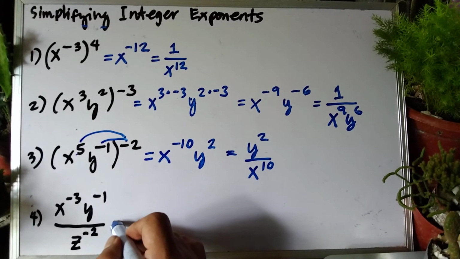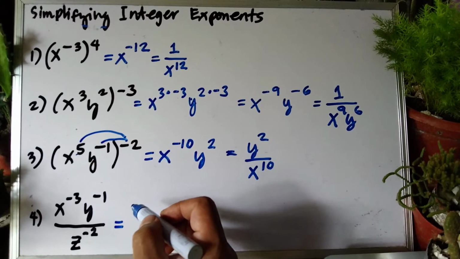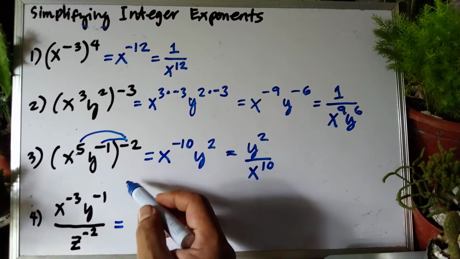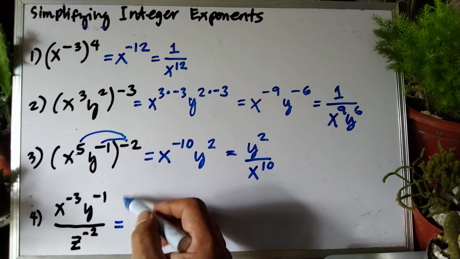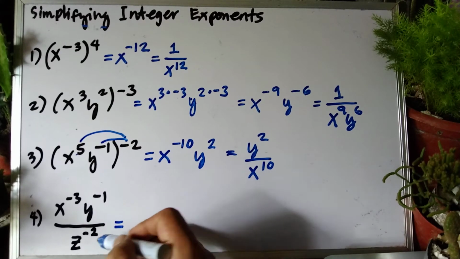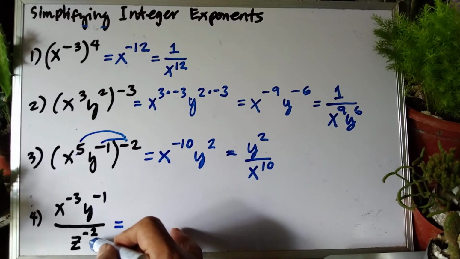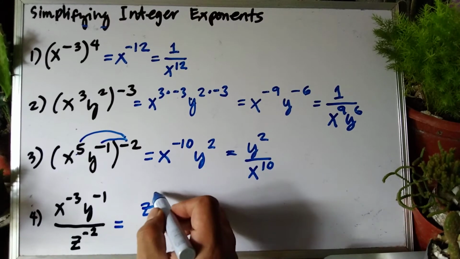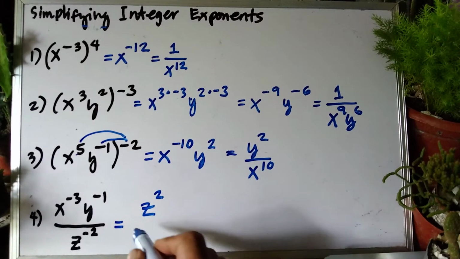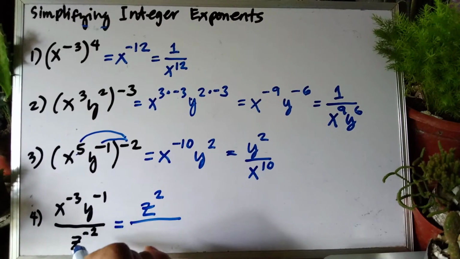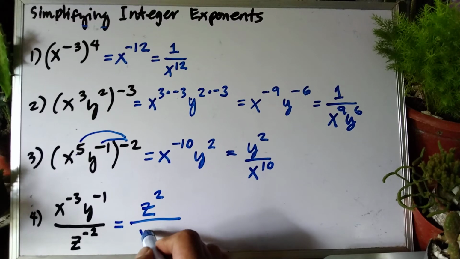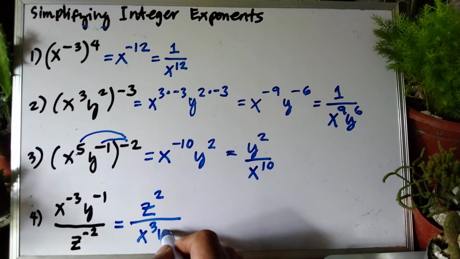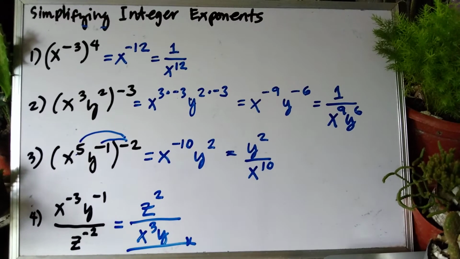Suppose, to answer this directly, since z has a negative exponent, negative 2, imo na siya isakat diretso, dali ra ang pag-solve. Z to the power of 2 over kana ding duha imong ibutang sa ubos, so x cube then y, so that's it.